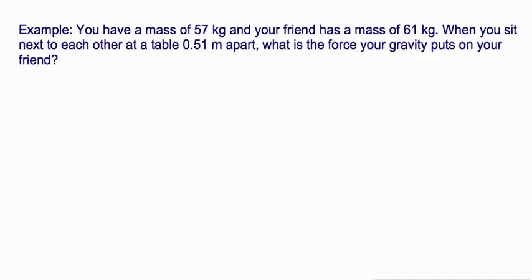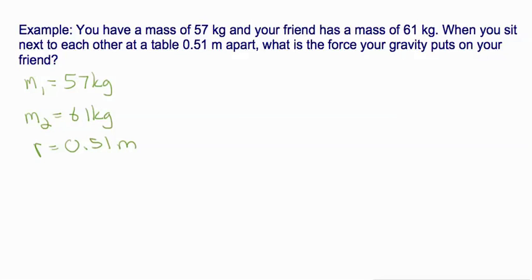You have a mass of 57 kilograms. So we'll say mass 1 is equal to 57. And your friend has a mass of 61 kilograms. And you sit next to each other at a table, 0.51 meters apart. To give you some perspective, 57 kilograms is equal to about 125 pounds, and 0.51 meters is about 1.75 feet. So these are reasonable numbers for reasonable situations.